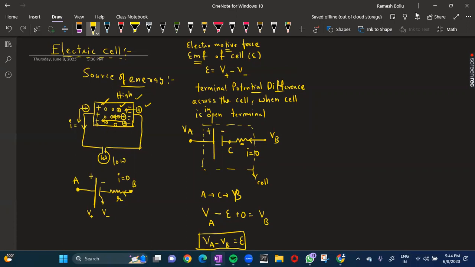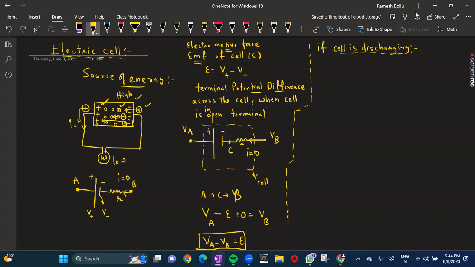Is my point clear? Now let us see one special and important case. If the cell is discharging, I am questioning everyone. Why is the cell discharging? Tell me.